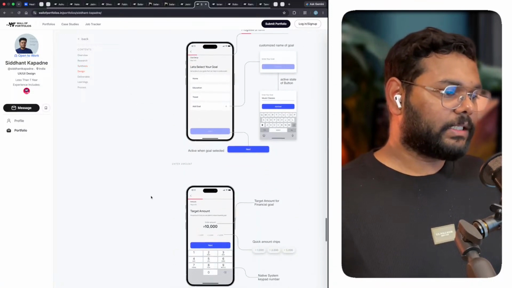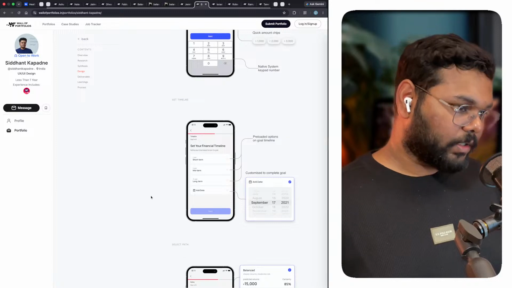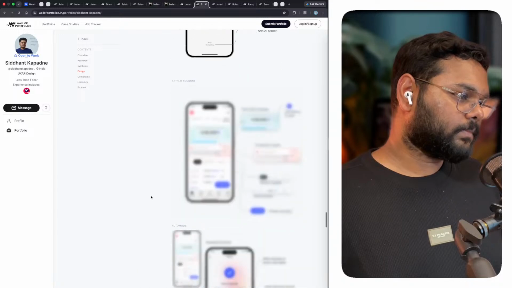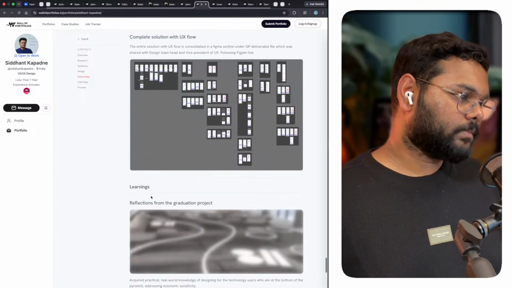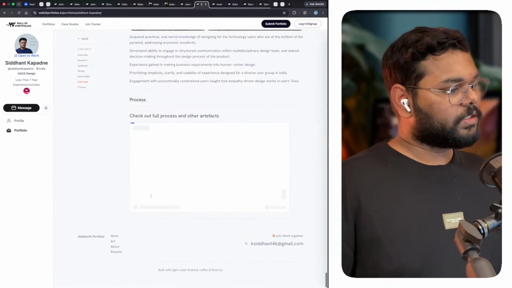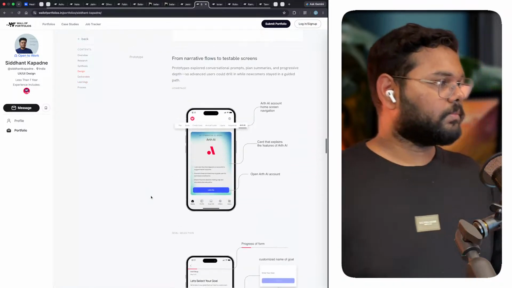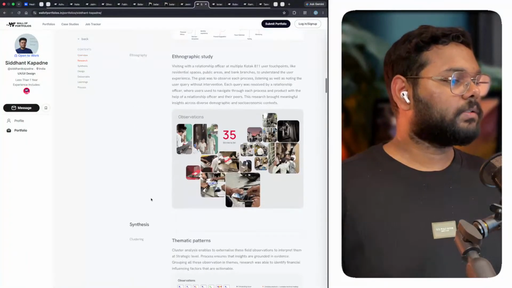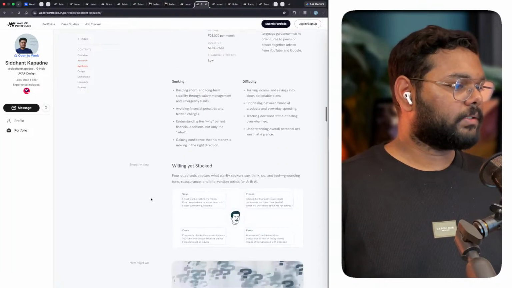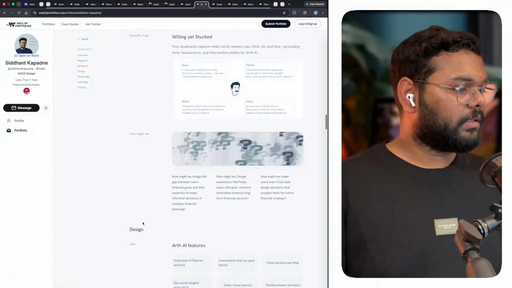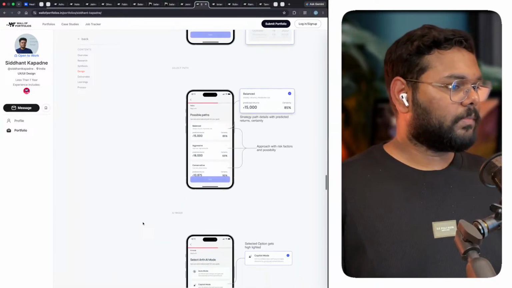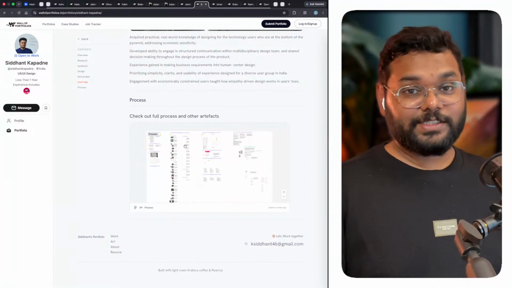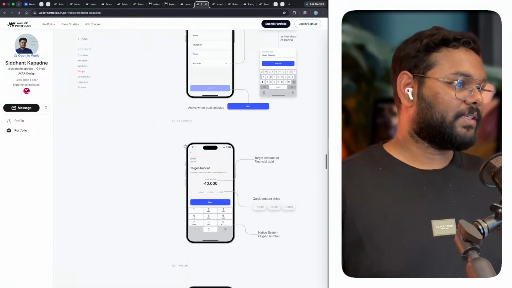For a student, I think this is really good. But rather than a story, Siddhant has followed a cookie cutter format, right? Just named it differently. So I don't think I can get inspiration from it.